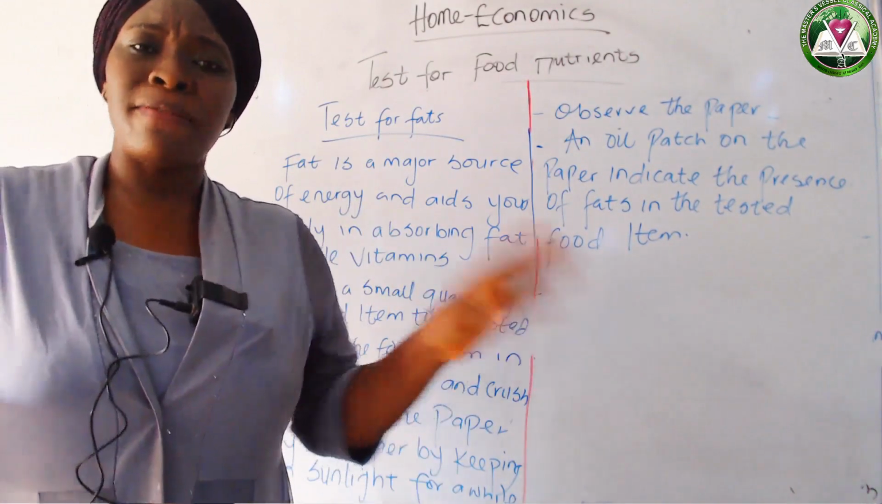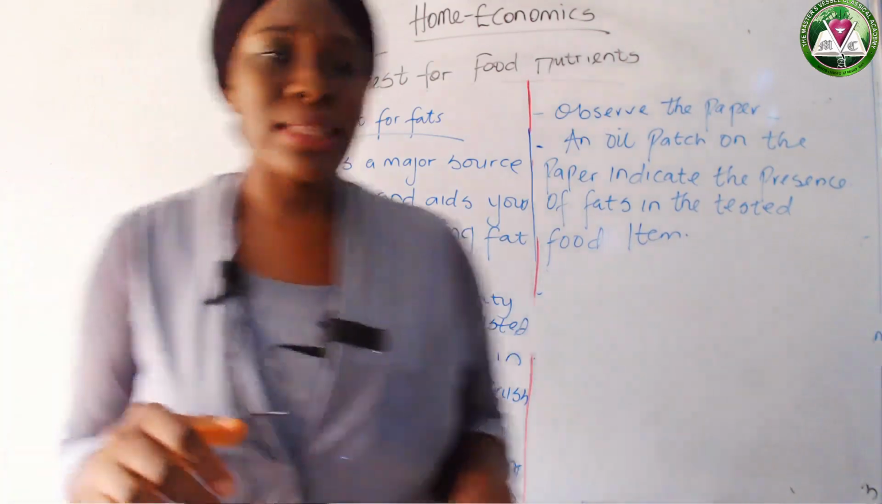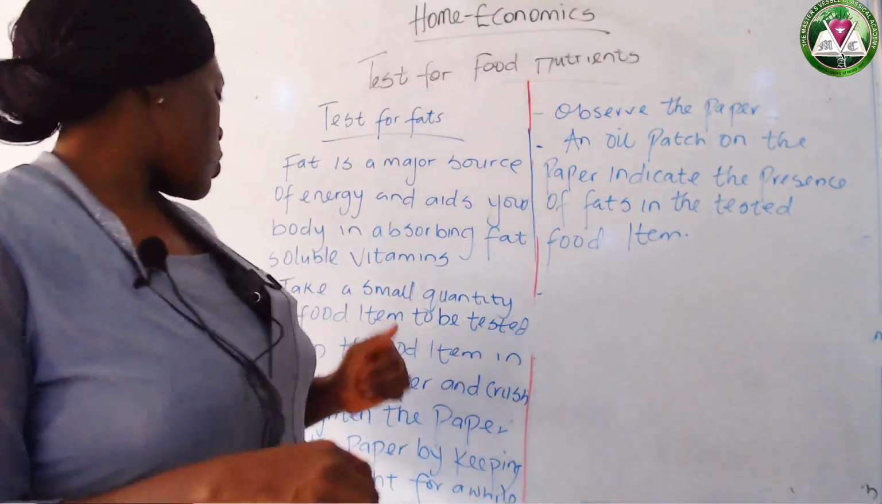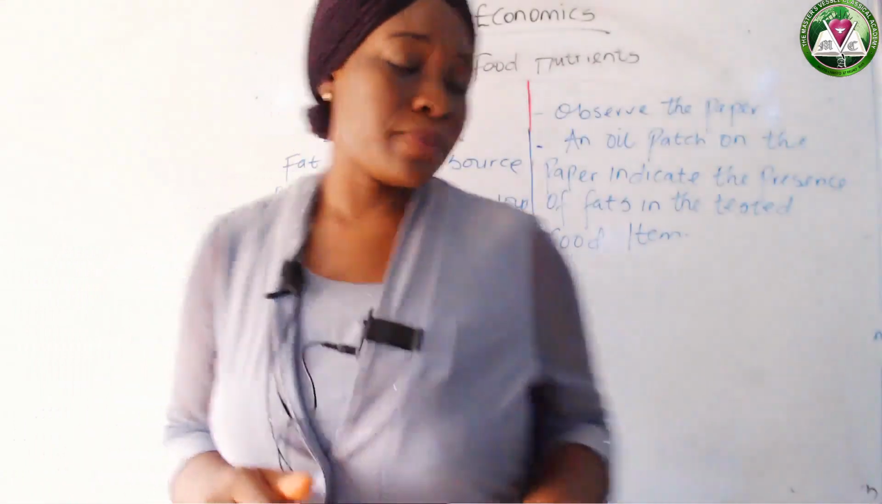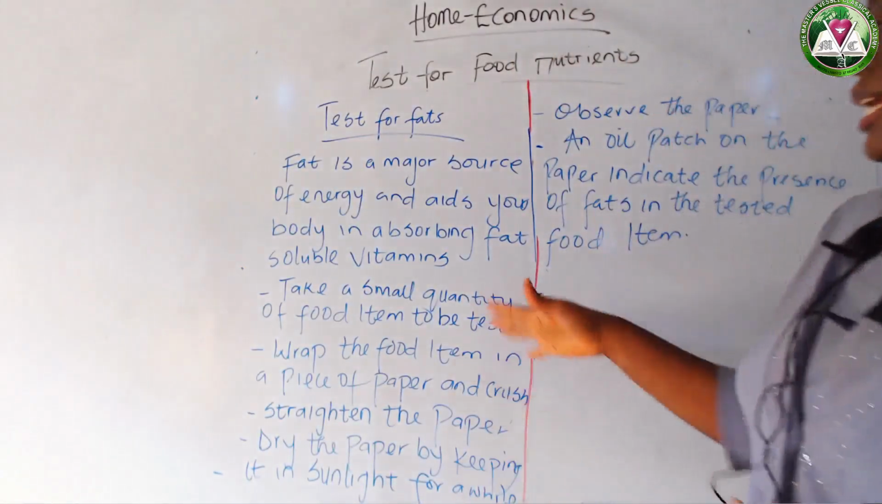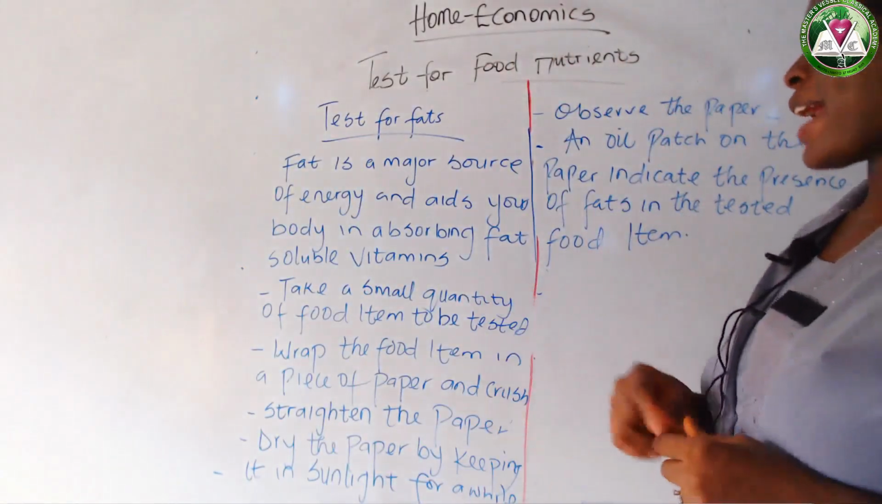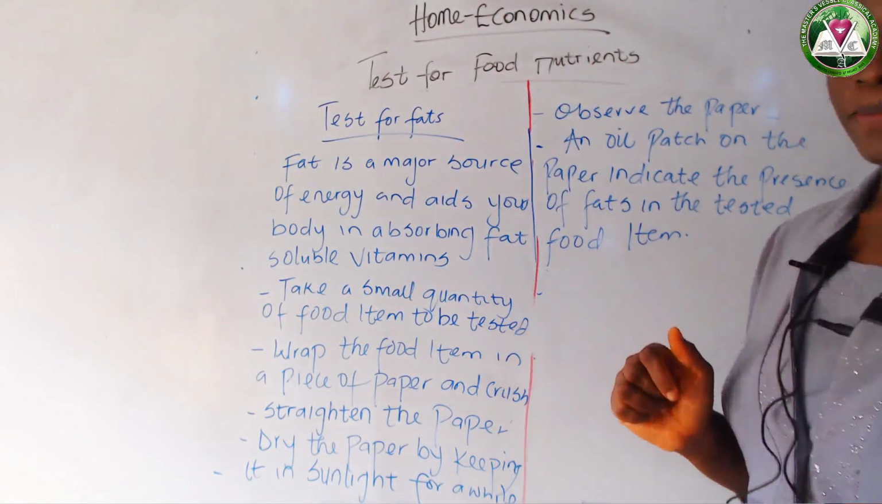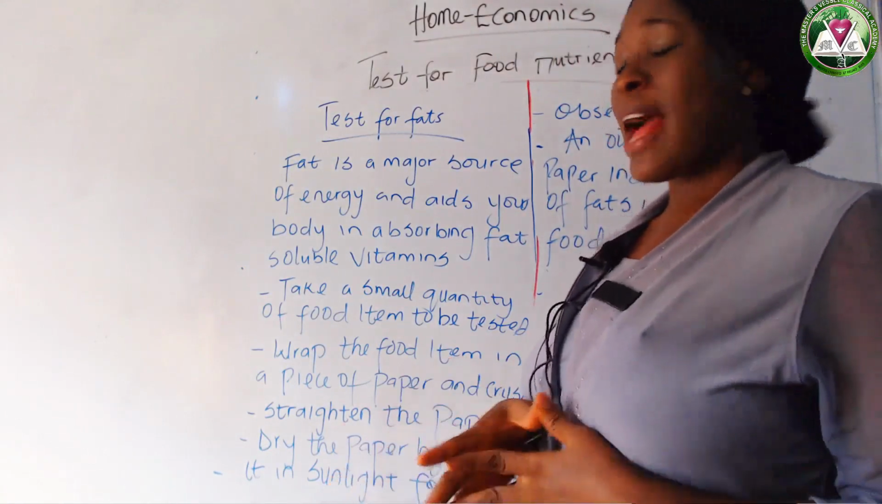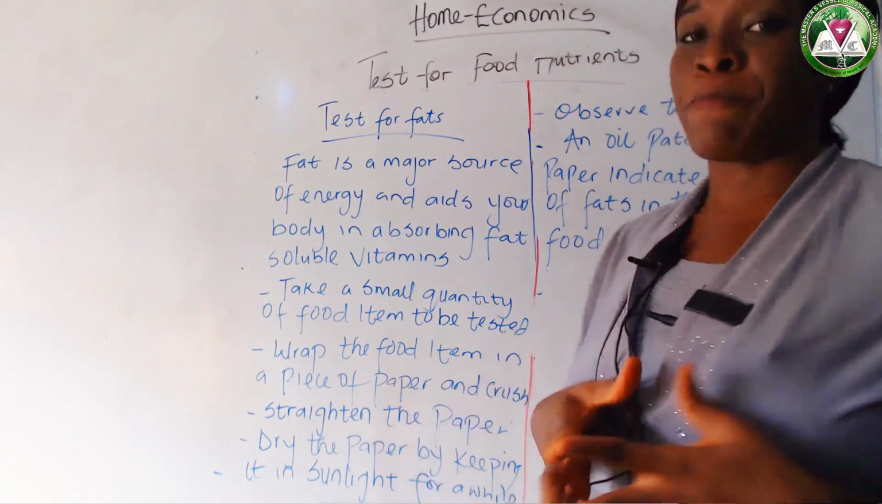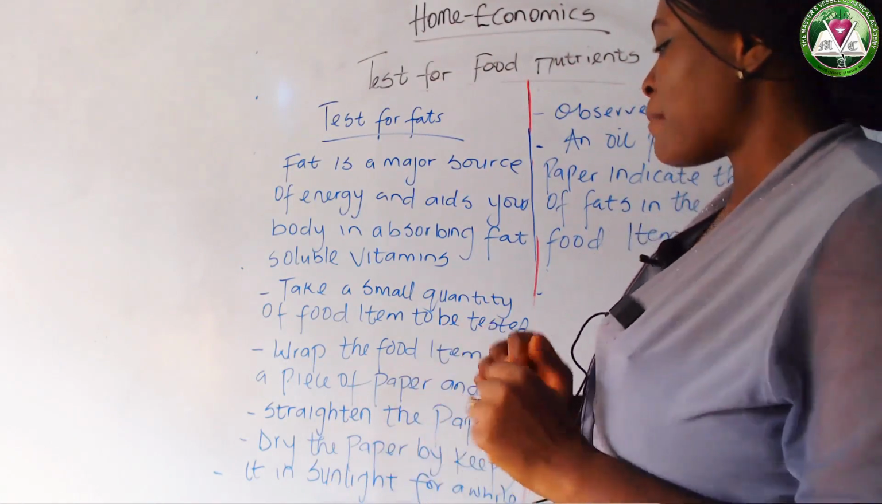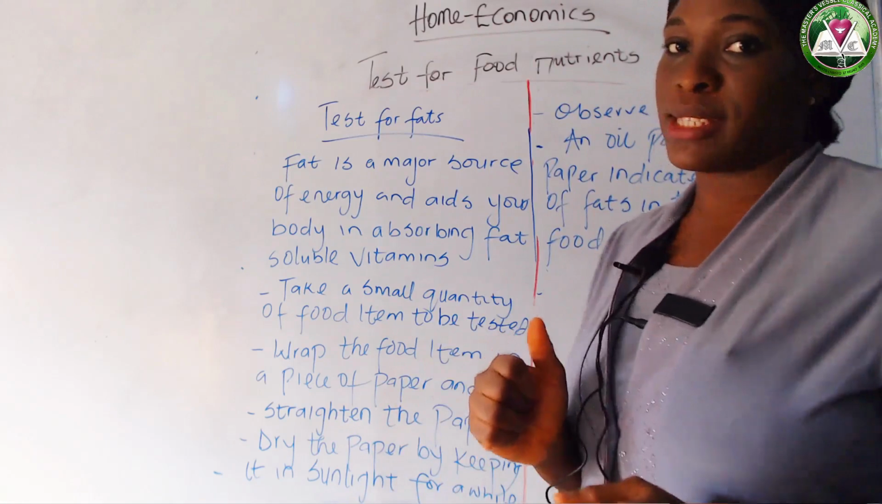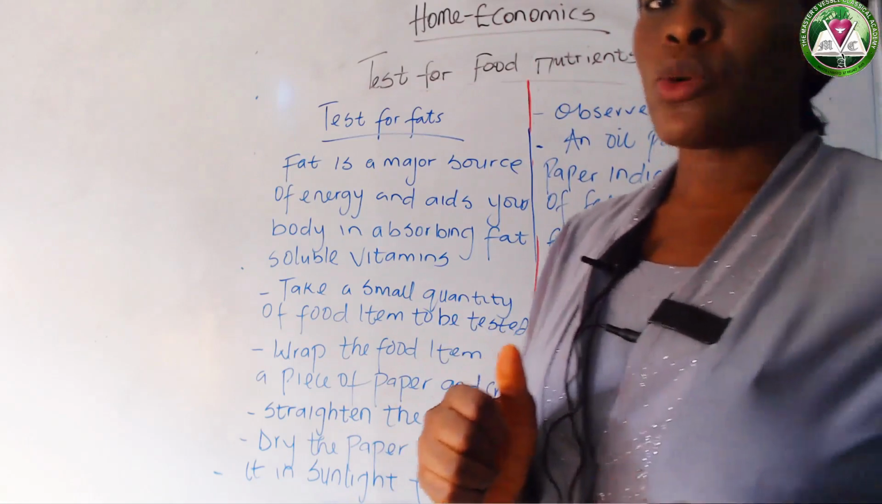So how will you find out that a particular food item contains this fat and oil? This is what we're going to be talking about. Are we together? So the first one is what? Take a small quantity of food item to be tested. Are we together? Wrap the food item in a piece of paper and crush it. Are we together?